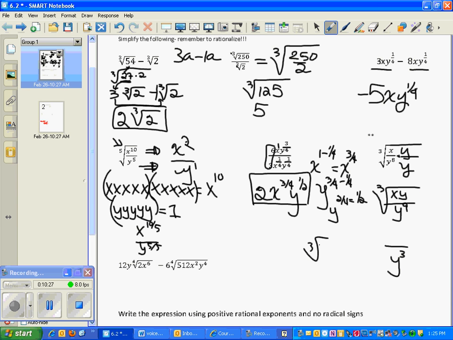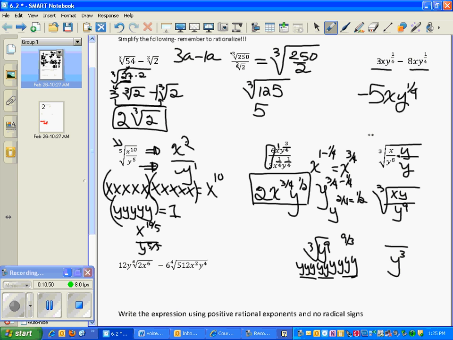Cubic root of y to the 9th. It's y to the 3rd. 1, 2, 3, 4, 5, 6, 7, 8, 9. How many groups of 3's do I have? 1, 2, 3. It's like 9 divided by 3.